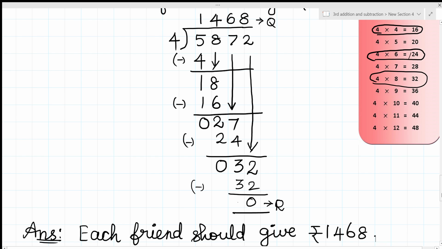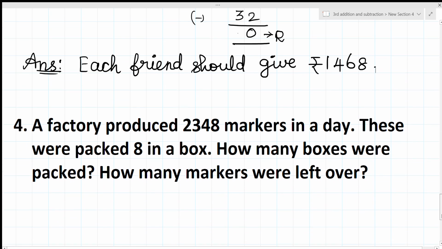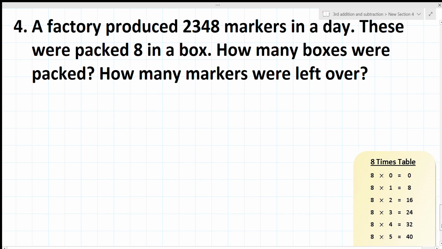The next question is, a factory produced 2348 markers in a day. These were packed 8 in a box. How many boxes were packed? How many markers were left over? Listen children. Left over is the clue word of division. This is one of the clue words of division.